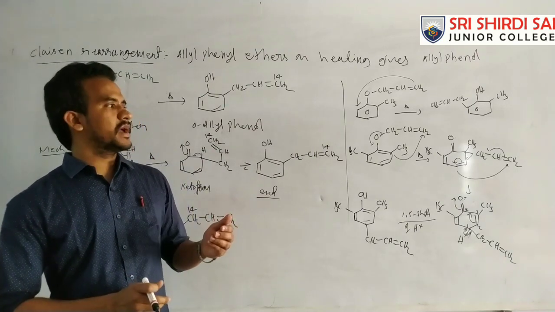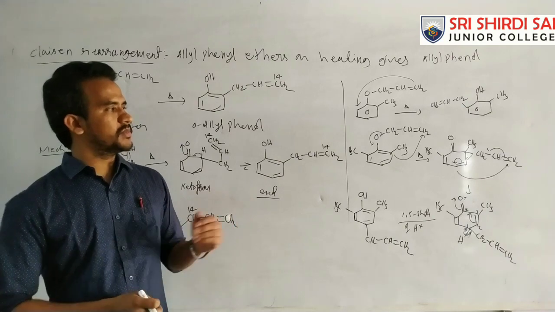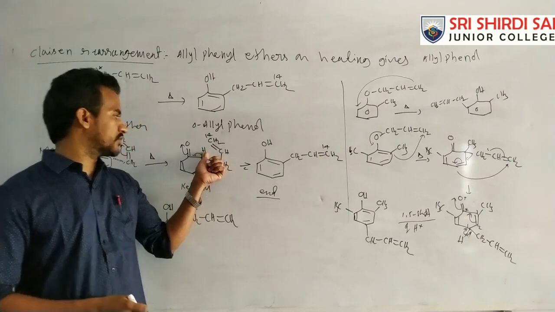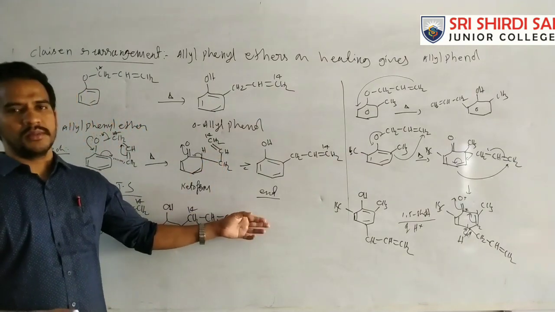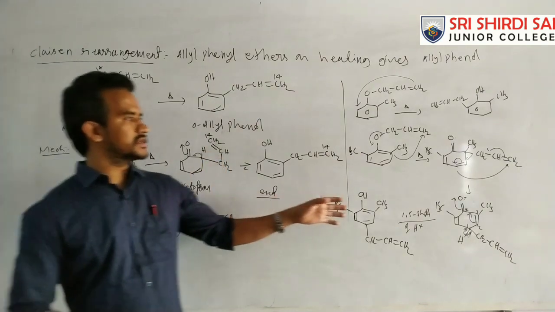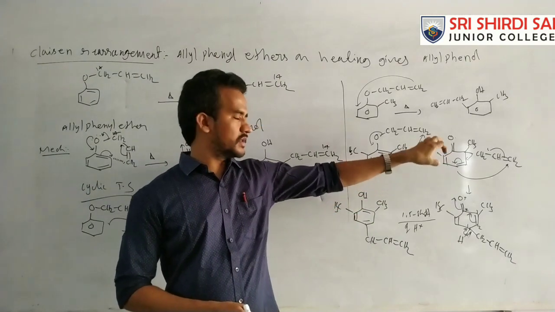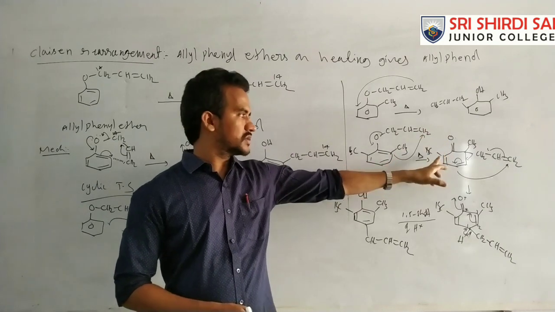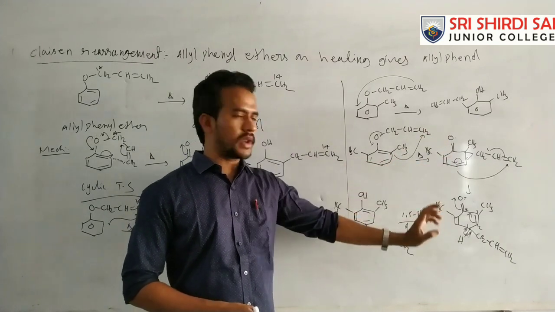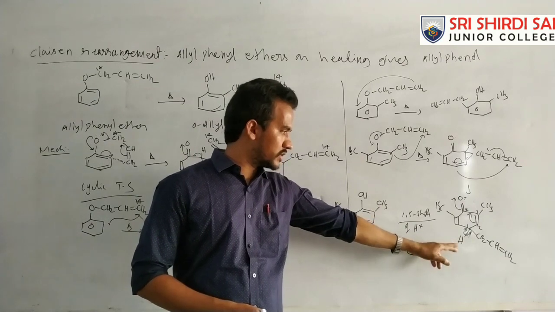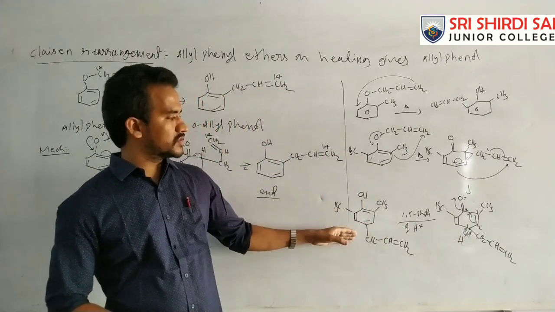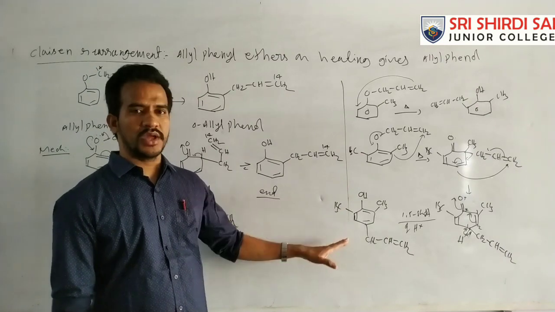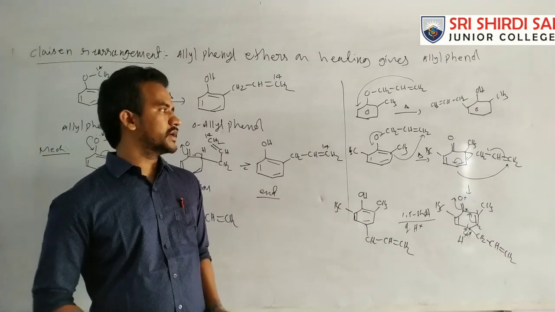Why is this group migrated from the ortho position to the para position? Because there is no proton on the ortho carbon. If there were a proton on the ortho carbon, it could be converted into a benzene ring, which is stable. But in this case there is no chance of rearranging to an aromatic ring, so the group again migrates to the para position. At the para position there is a hydrogen, which can be transferred to the oxygen, so you get the stable enol form. So here the group is migrated two times.